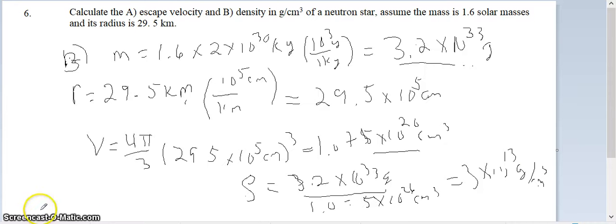I'll have to go to the next slide to do part A. Part A, we're just going to calculate the escape velocity. So we just need the mass in kilograms. So we're just going to multiply 1.6 times 2 times 10 to the 30th, and we're going to convert 29.5 into meters. So instead of K, it will be times 10 to the third. All right, we'll do that in just a second.